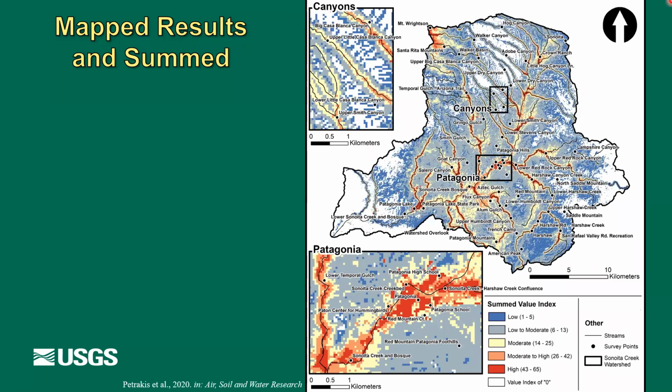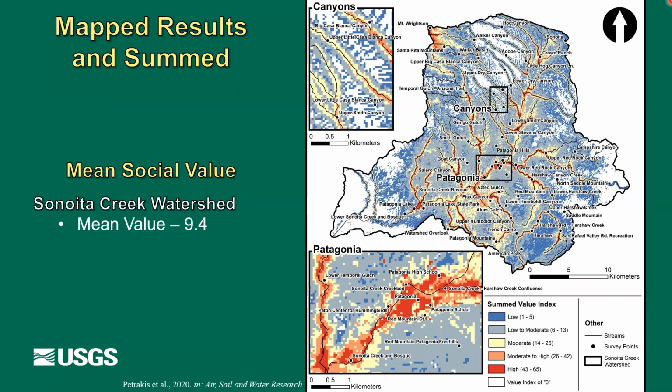So what we ultimately wanted to do was quantify the overall social value and see if riparian areas were truly more valued than areas within the watershed. So what we did is we summed the value index for all 12 social values, for all pixels and locations within the watershed, and divided them into 5 main classes decided by natural breaks between low and high value. And we took the mean value, and the mean value within the watershed is 9.4. So this would sit within this low to moderate range of social value.